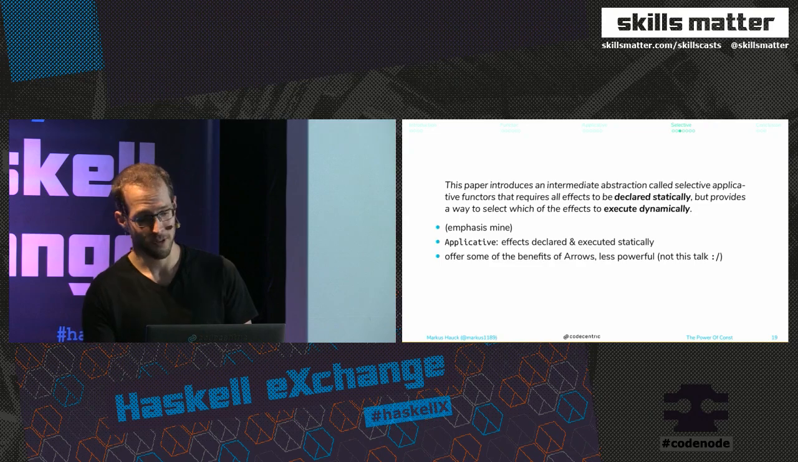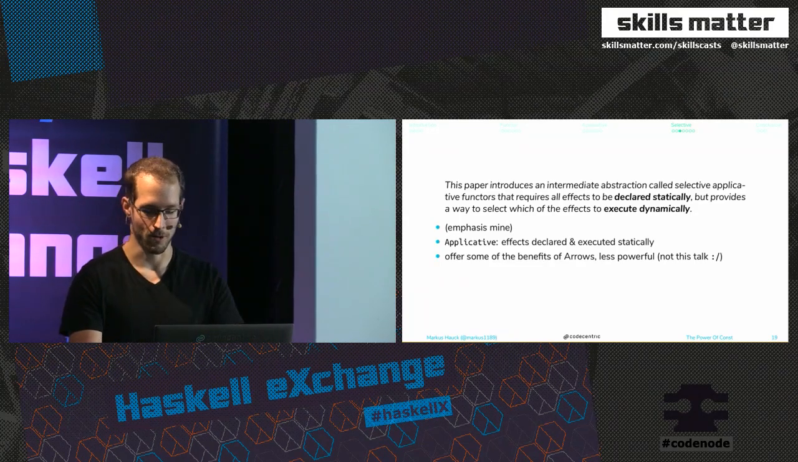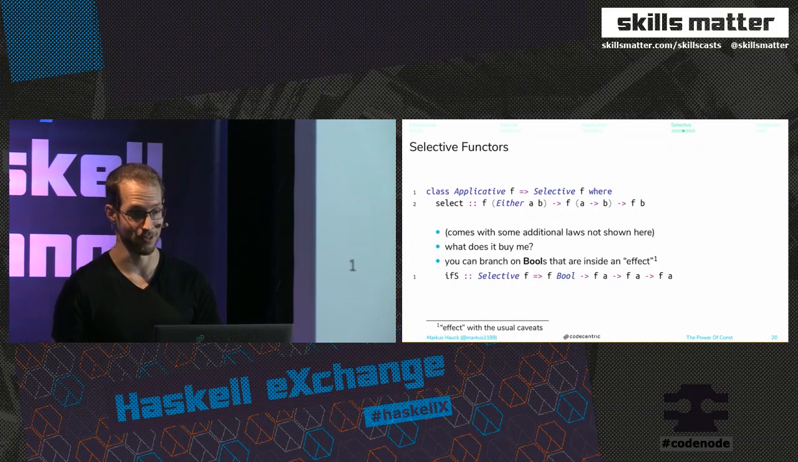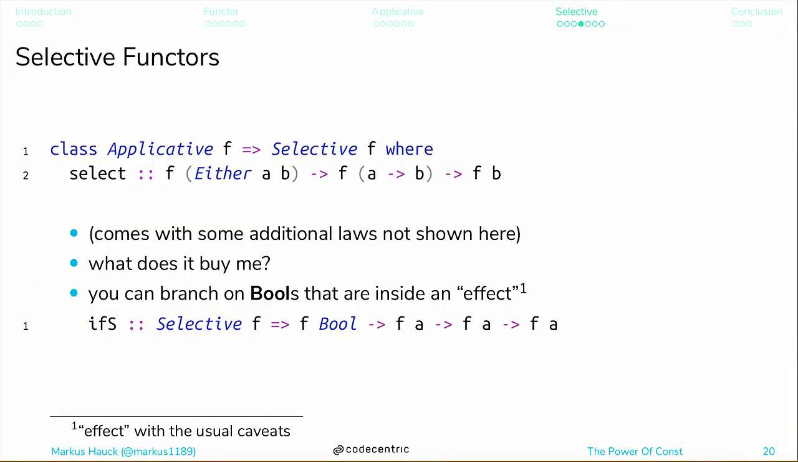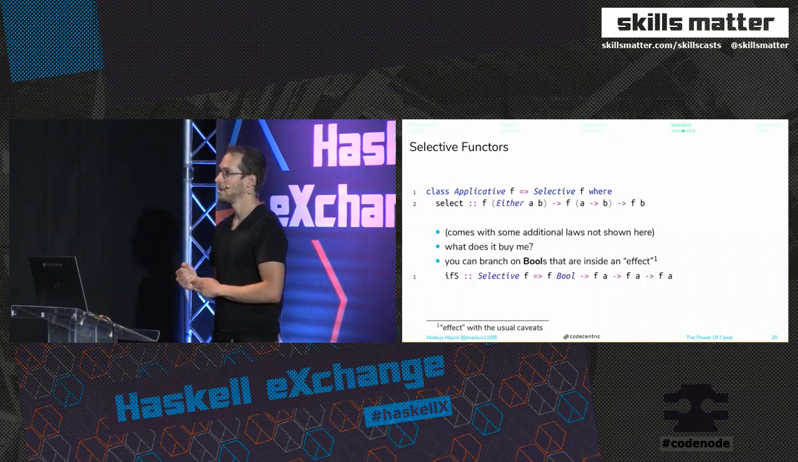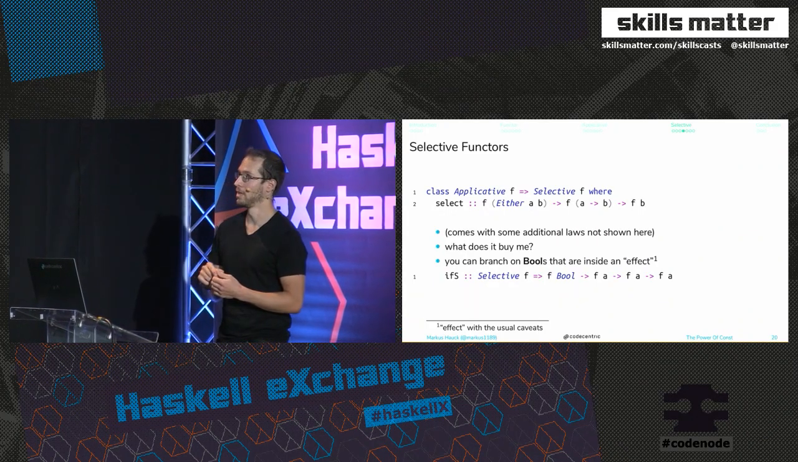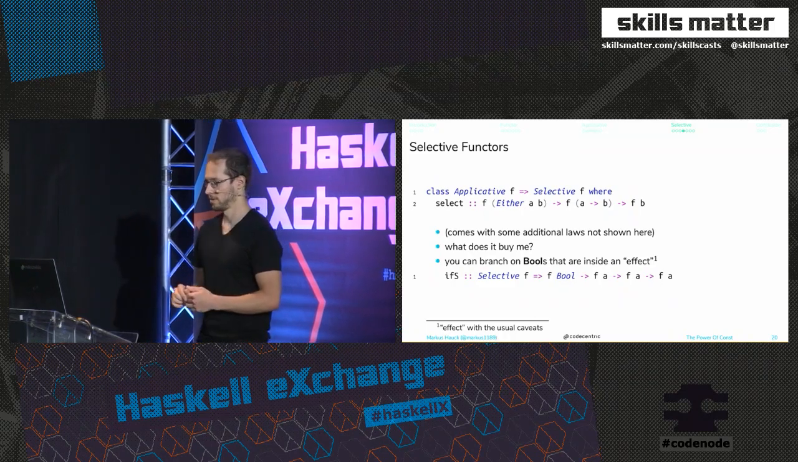So in short, they also offer some benefits of arrows, if you think of those, but arrows are a bit more powerful. But we'll not go into this in this lightning talk. So here's the selective type class that also comes with some additional laws that, of course, are not shown here. What does the selective type class buy me? Well, I like to think of it as giving you the ability to branch on effectful booleans. So you have the ifs method below that says, given a boolean that is wrapped in an f, I have a then and an else branch, and whatever is the bool will determine which branch gets executed.